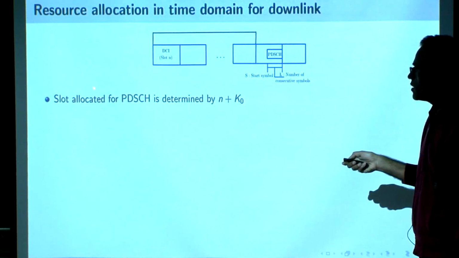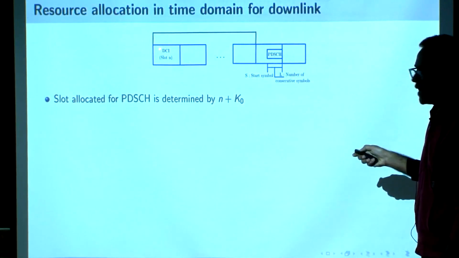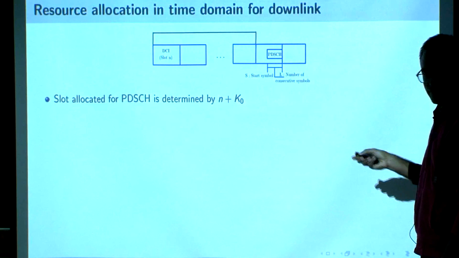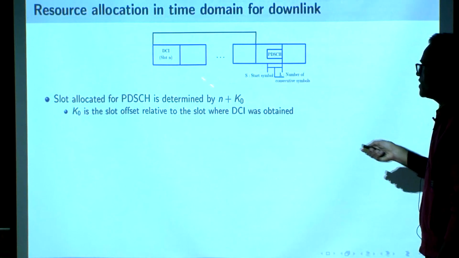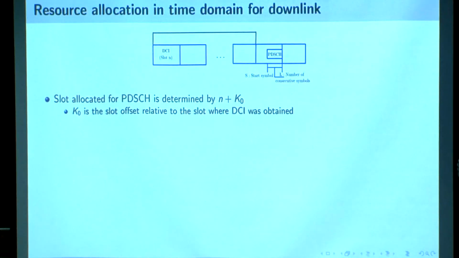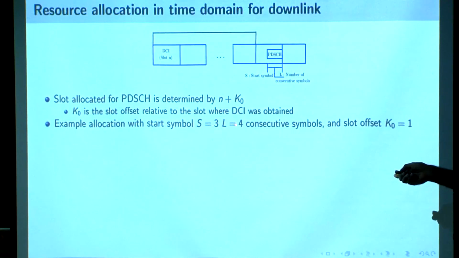What are we saying here? The slot allocated for PDSCH is determined by n plus K0. N is this slot, and the data will come K0 slots after n. K0 is the offset relative to the slot where the DCI was obtained. It's not an absolute slot. An example allocation could be a start symbol S of 3, L equal to 4 consecutive symbols, and a slot offset K0 equal to 1. So the data will come after one slot from where the DCI is transmitted.